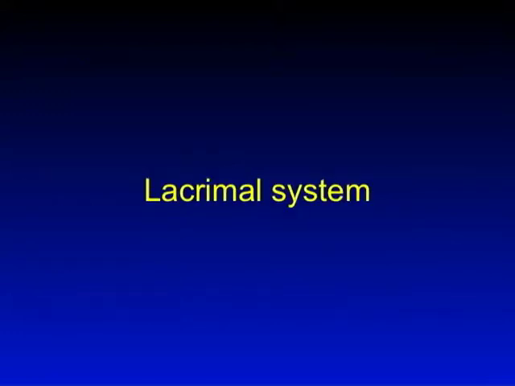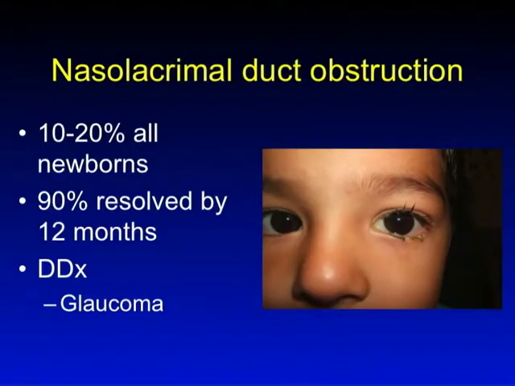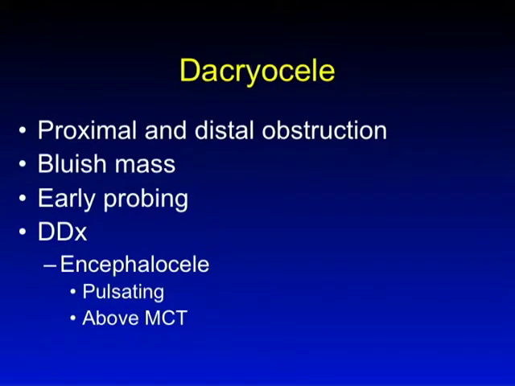Lacrimal system. Of course, the most common one is nasolacrimal duct obstruction. About 20% of newborns have this condition. Usually it's due to the Hasner valve, but 90% of the time it's open before the first year of life. And the treatment of choice is none. We wait until it's open in the first year, unless there are recurrent infections or when you have a dacryocele.